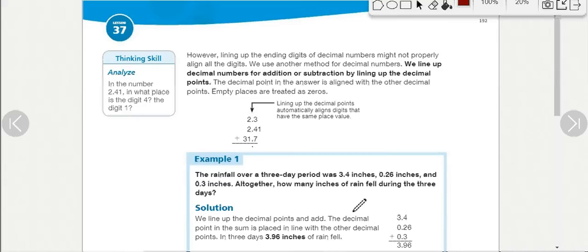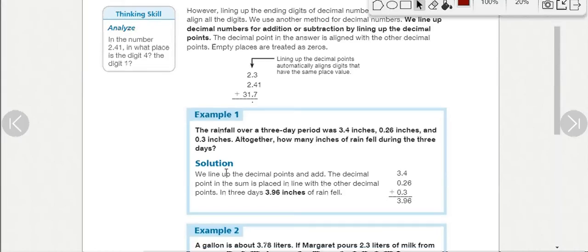Rainfall over a 3-day period was 34 inches, 3.4 inches or 3 4/10 inches, 26 hundredths inches and 3/10 inches. Altogether, how many inches of rainfall fell? Realistic problem. Inches of rainfall rarely will be exactly the whole number inch. So you get these decimal mixed numbers.